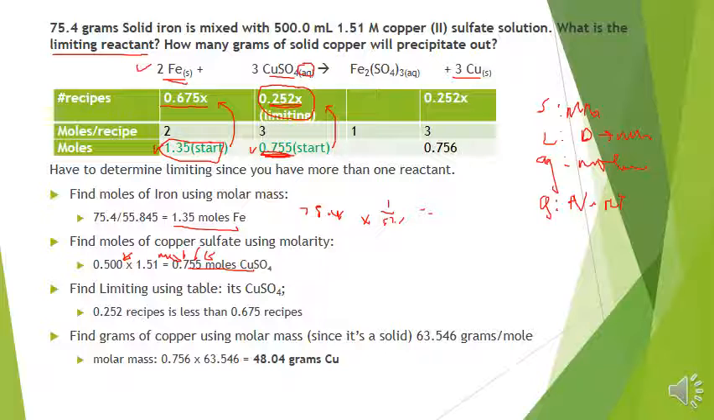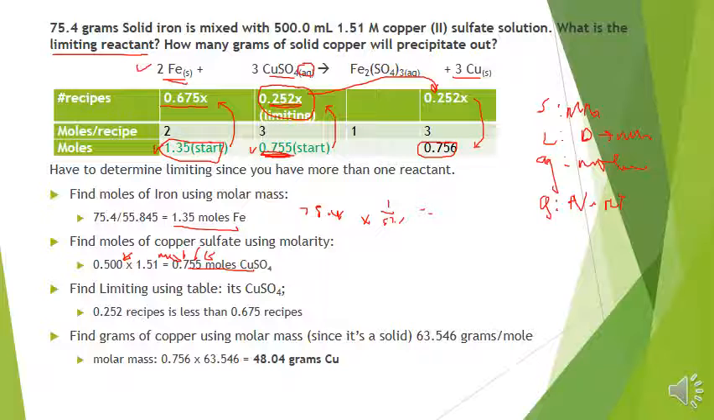So that's actually how many times this reaction can be done. So we bring that number over here, and then we figure out how many moles of copper. So multiply 0.25 by 3.252, and this is how many moles of copper that we're going to produce.